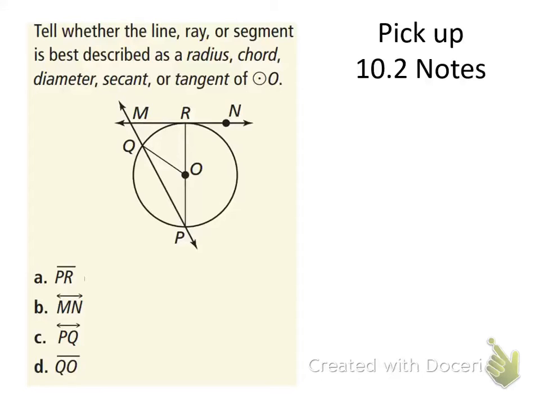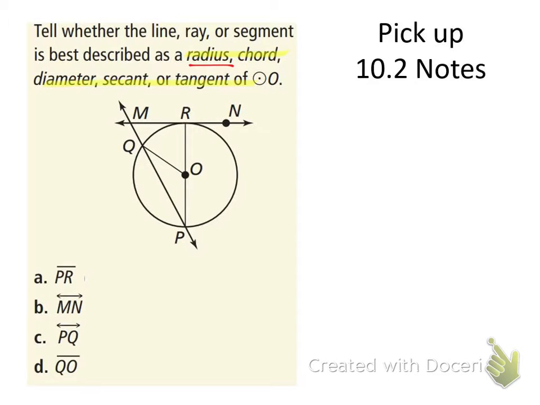So at the top of 10.2, you'll see this diagram. It says tell what the line, ray, or segment is best described as a radius, chord, diameter, secant, or tangent. When you look at these words, which of them are segments? So just these words. Which one?